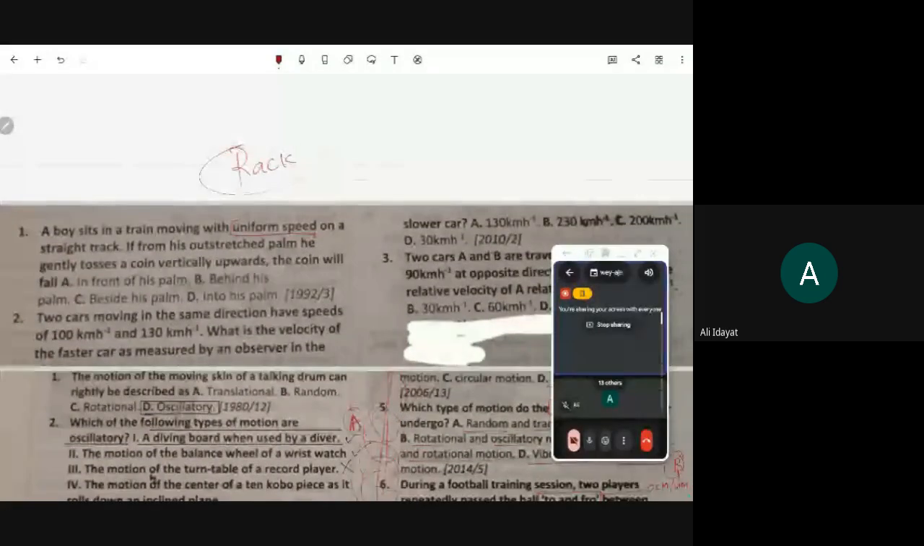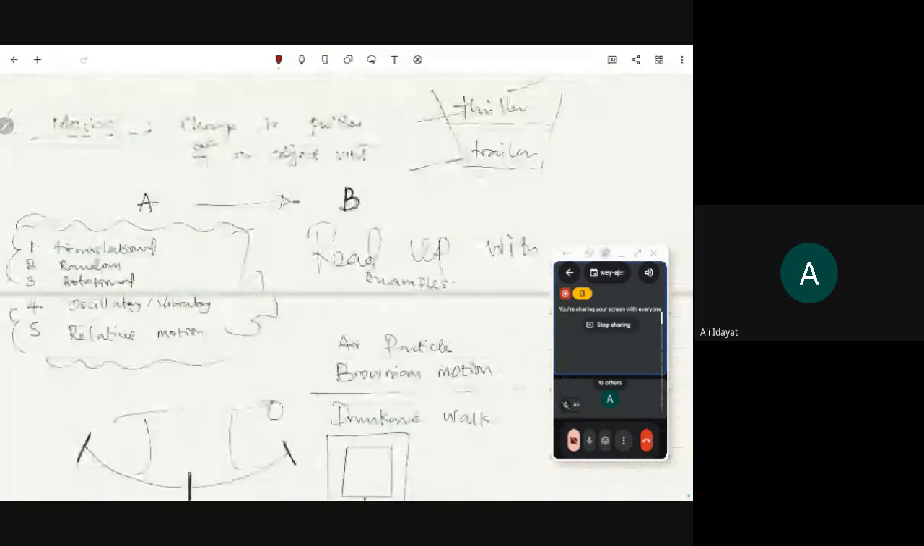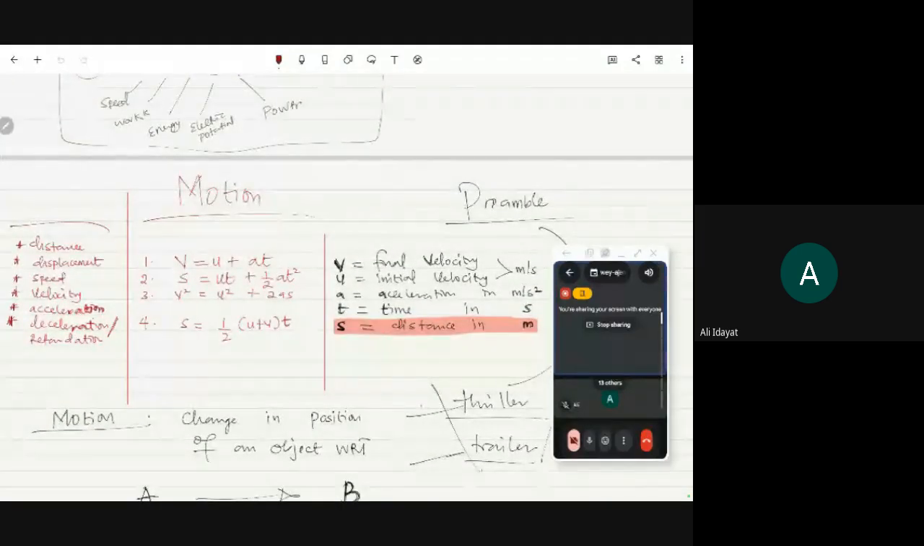A boy sits in a train moving with uniform speed. This thing is important, and I will explain a lot when we get to speed. I said I was going to explain about some things. I'm going to explain some very important things about them that will help you as we navigate through.